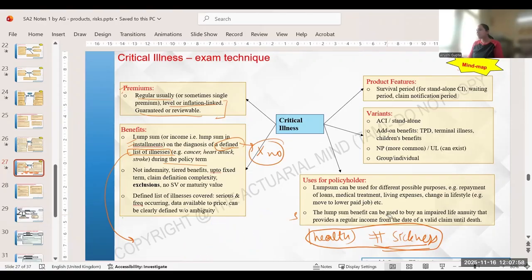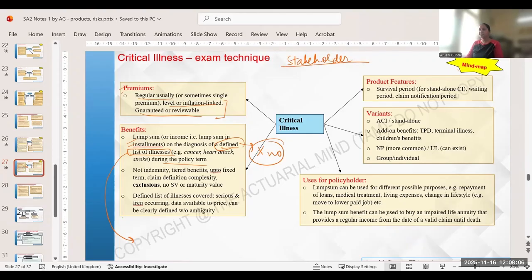Now, in terms of the stakeholders, there are additional stakeholders that come into the picture in a health product. Can you tell me one of the very important third stakeholders that enters the picture?